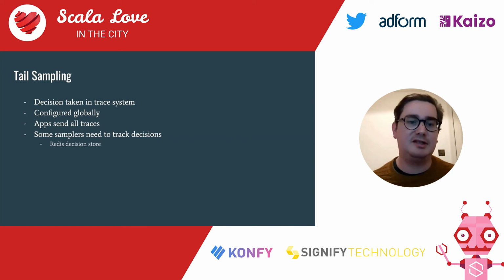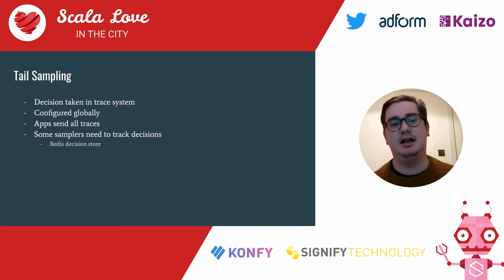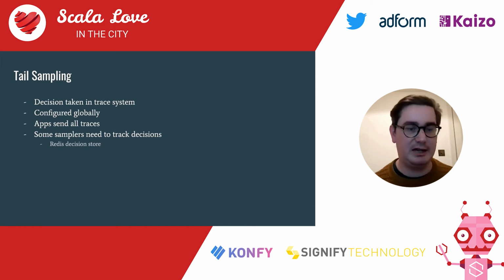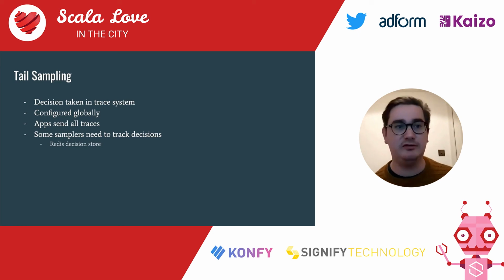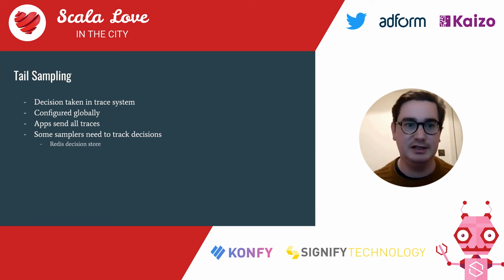And some samplers in Trace4Cats need to track decisions and coordinate that decision. So we provide a Redis decision store for that. So it's often best to use these two in conjunction. So you might want to set a kind of global default using the rate limiter, but configure probabilistic sampling on a very noisy service.